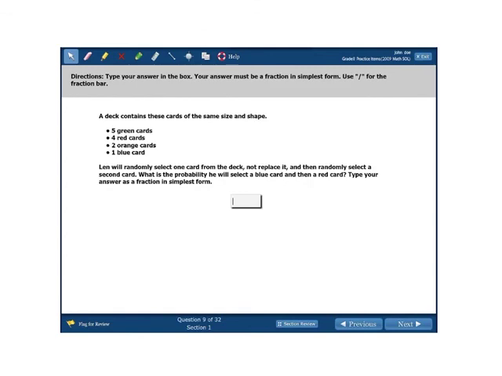Probability question with a type-it-in answer. The deck contains cards that are the same size and shape: 5 green, 4 red, 2 blue, and 1 orange. So 5, 4, 2, and 1. 9, 10, 11, 12. There are 12 cards in the deck.